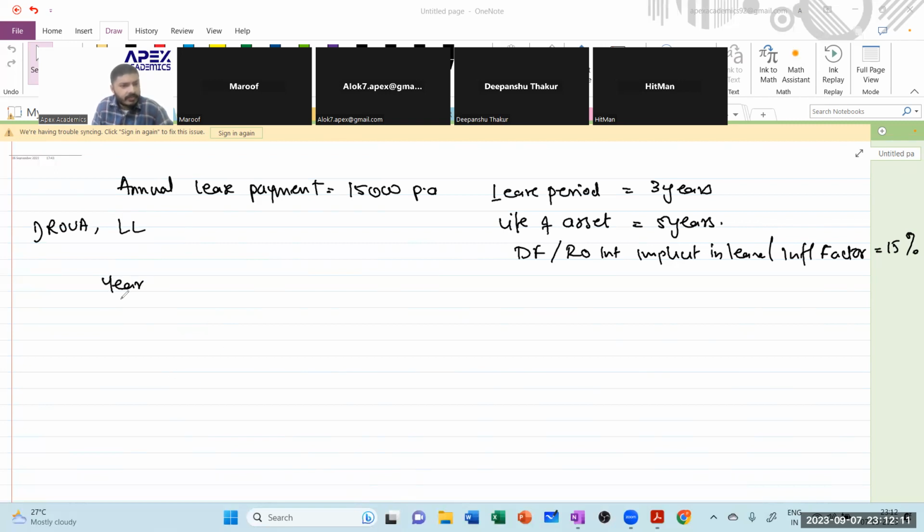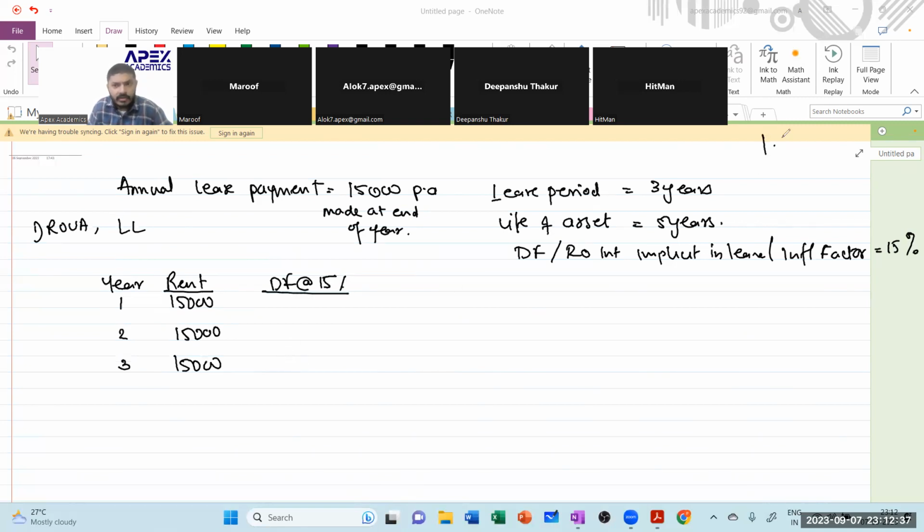So year 1, year 2, year 3. What is your rent payment every year at the end of the year? It is 15,000. Here, the words payment made at end of year are very important. Why? I will tell you shortly. 15,000, 15,000, 15,000. Discounting factor at the rate of 15%. How will you calculate? 1 divided by 1.15. Press equal to the first time, you will get 0.86956. So I will write this as 0.870, rounded off.